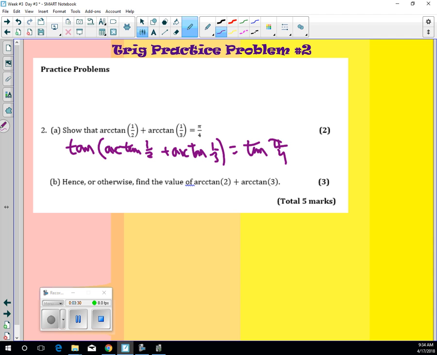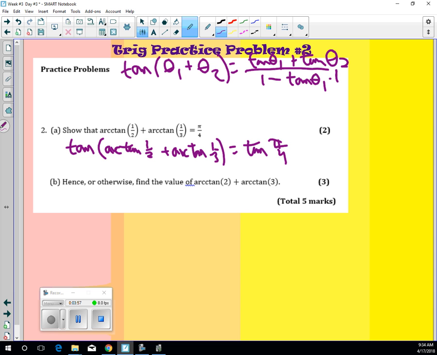So now what we're going to do is remember, in our memories and on our packets too, what's the tangent of theta 1 plus theta 2 equal to? There's the formula. Tangent of theta 1 plus the tangent of theta 2 all over 1 minus tangent theta 1 times tangent theta 2. Now this is going to look horrible for a moment, and then it's going to look awesome.